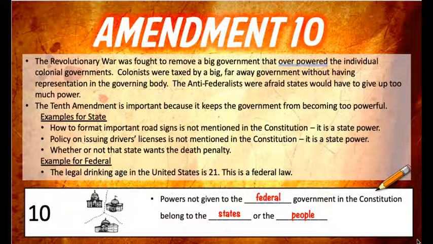And what the 10th Amendment says is that powers that are not given to the federal government belong to the states or the people. So, for example, road signs are not mentioned in the Constitution. That means it's a state power. Driver's license, not mentioned in the Constitution. It's a state power. States get to choose whether or not they have the death penalty. Okay, but the legal drinking age in the US is 21, so that's a federal law. Okay, so there are differences between federal laws and state laws.